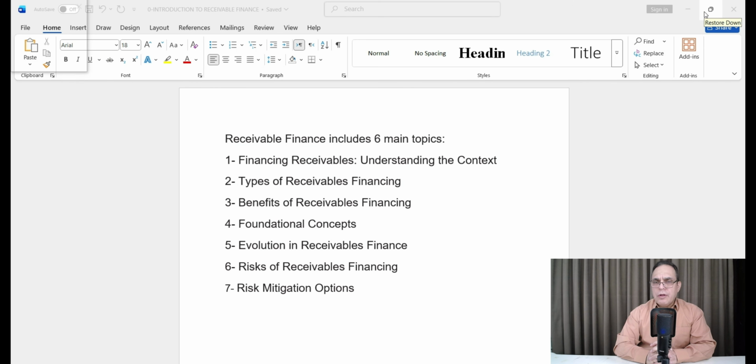Receivable finance includes 7 main topics. 1. Financing receivables, understanding its context. 2. Types of receivables financing. 3. Benefits of receivables financing. 4. Foundational concepts. 5. Evolution in receivables finance. 6. Risks of receivables financing. 7. Risk mitigation options.